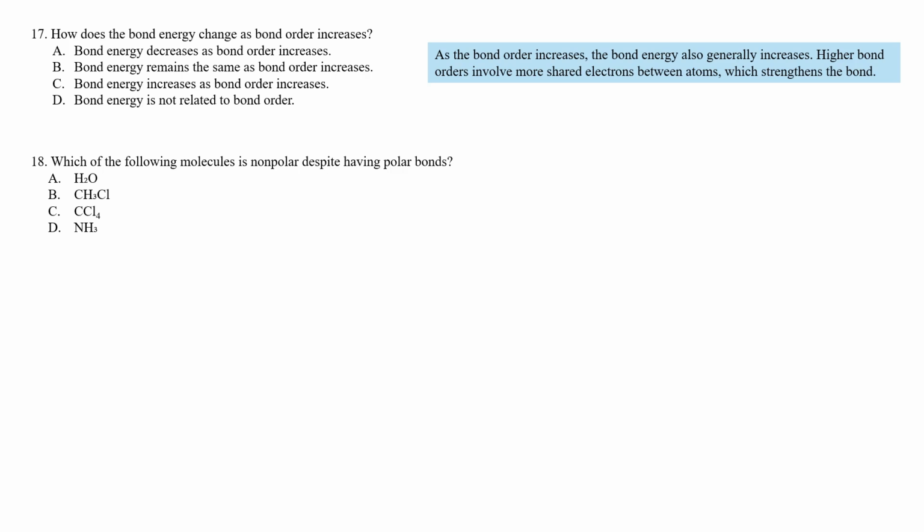CCl4. All four C-Cl bonds are polar, but CCl4 has a symmetric shape. It is tetrahedral. The individual bond dipoles are equal in magnitude and opposite in direction. They cancel each other, so the overall CCl4 molecule becomes nonpolar. NH3: all three N-H bonds are polar and the dipoles point towards the nitrogen. So there is a net dipole moment in the NH3 molecule. It is a polar molecule.